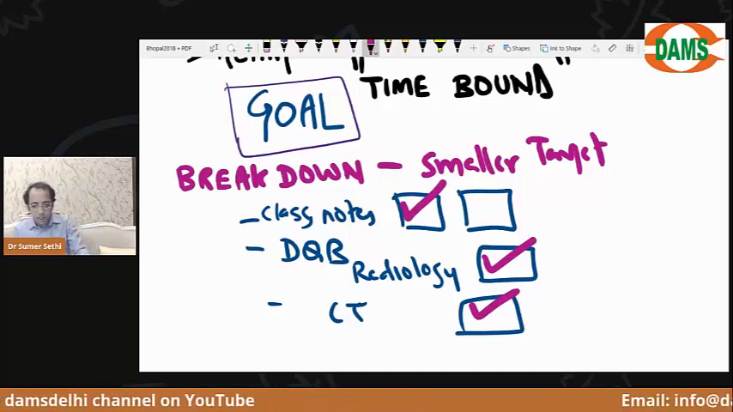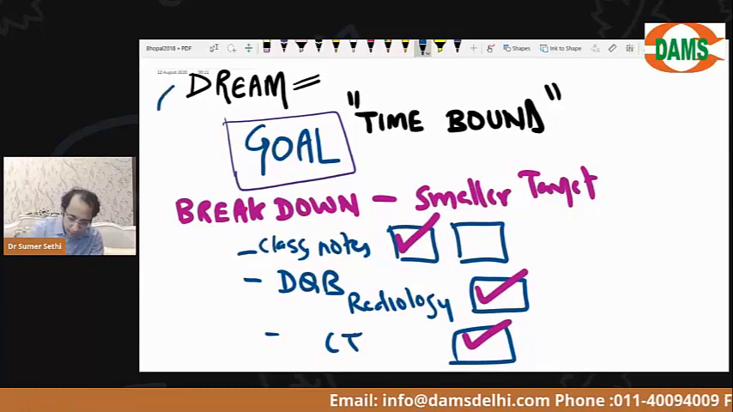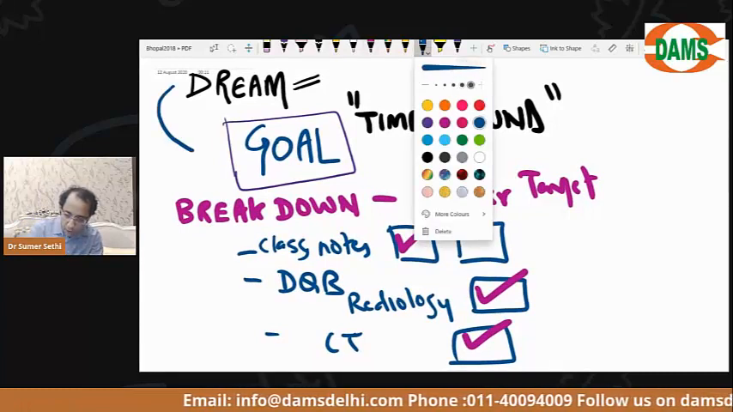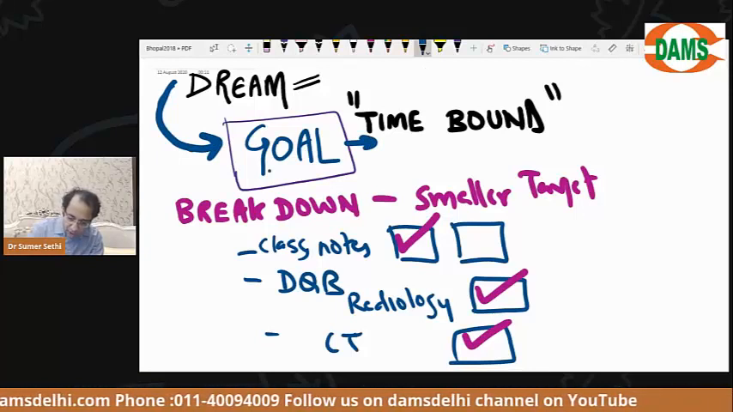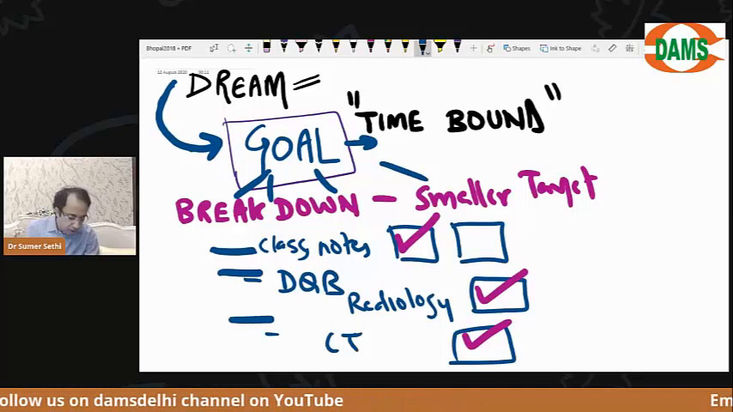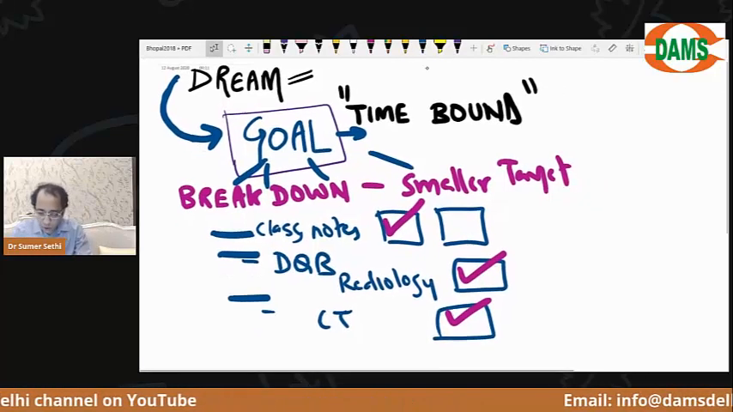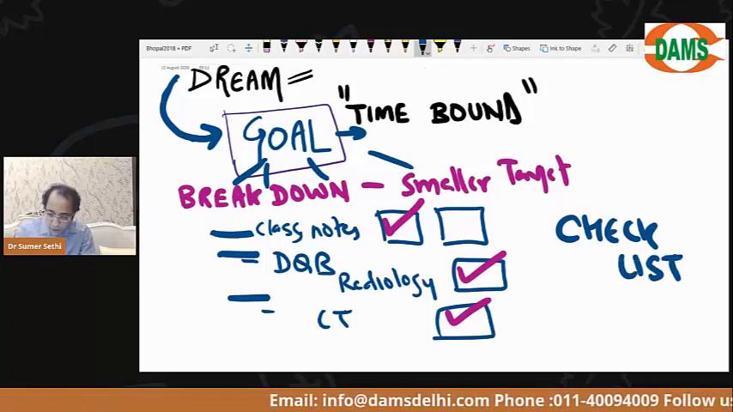What happens is, now this is the secret that most winners are using. They dream, but they don't stop at dreaming. They make time-bound goals, and they divide these time-bound goals into smaller targets, and they maintain checklists. So if you are able to maintain, this is what I told you in the beginning of the class, that today I will tell you about checklist.